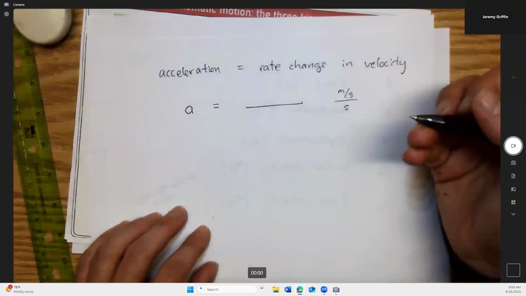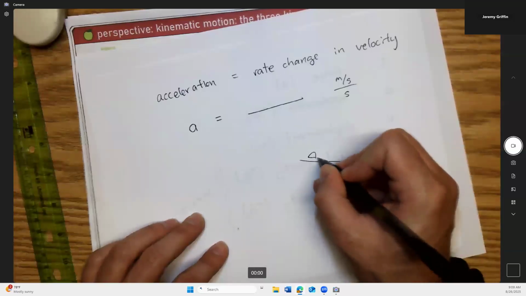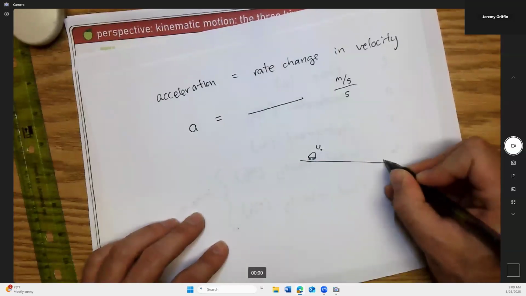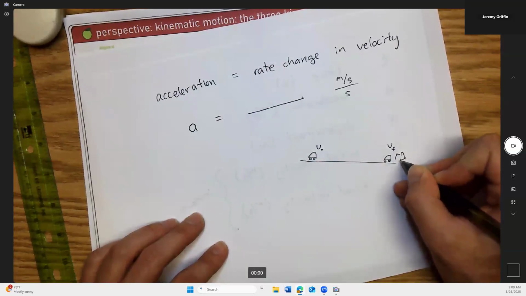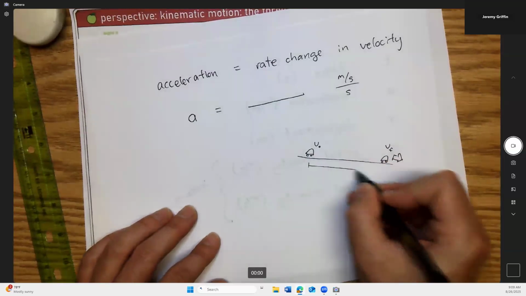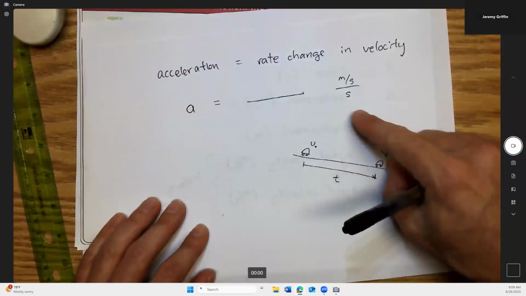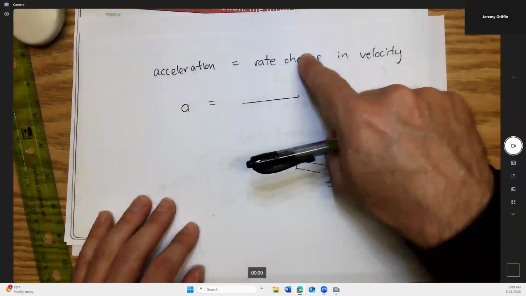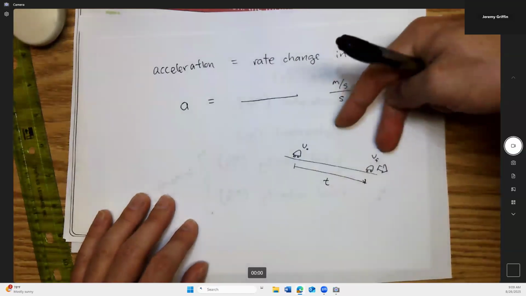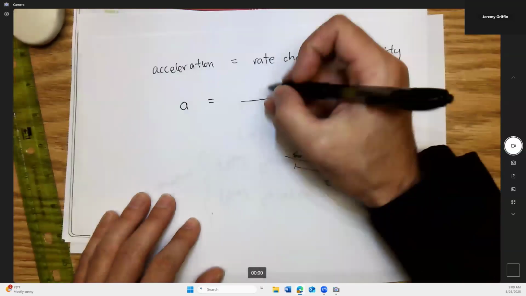Good. Oh, here, if your car's speeding up, it has some initial velocity here, has some final velocity here, maybe like a little velocity arrow. Okay. And let's say it took some amount of time to go from here to here. Let's just use in terms of time because time can be in the seconds right here. Okay. Guys, if I say rate change of velocity, am I talking about a change in velocity per unit time?